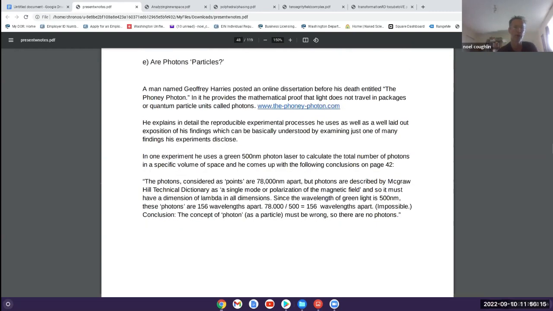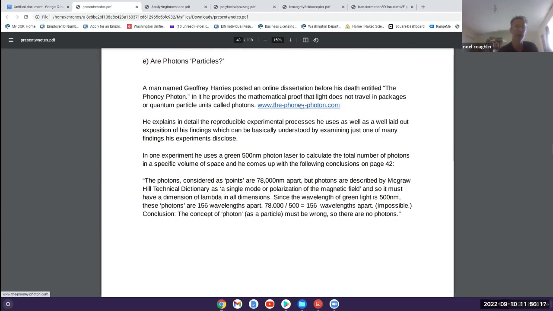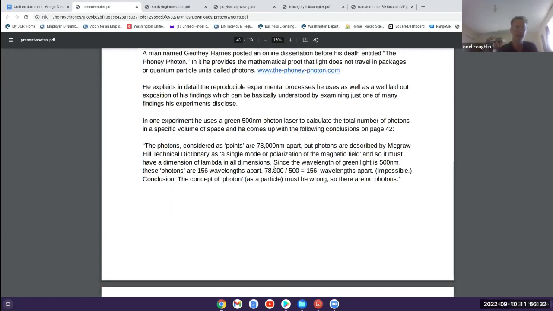Are photons particles? See this article here by Jeffrey Harries. He gives scientifically reproducible experimentation, which shows that they may not be. When he uses a 500 nanometer laser to calculate the total number of photons and the specific volume, he comes up with the fact that the photons, considered as points, are 78,000 nanometers apart. See, but they're only supposed to be this big.